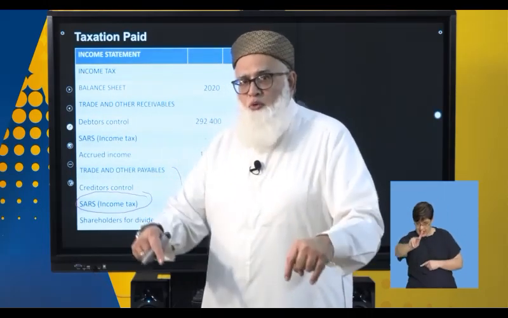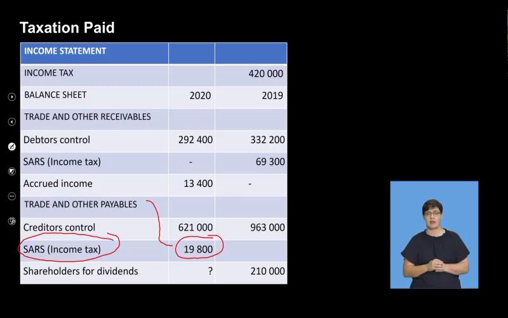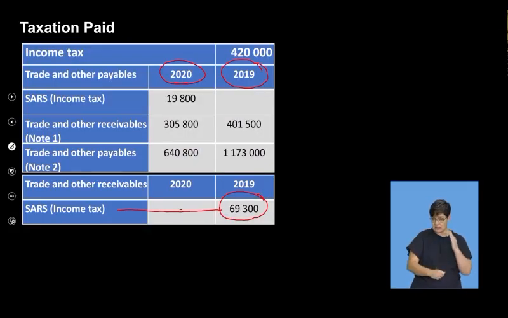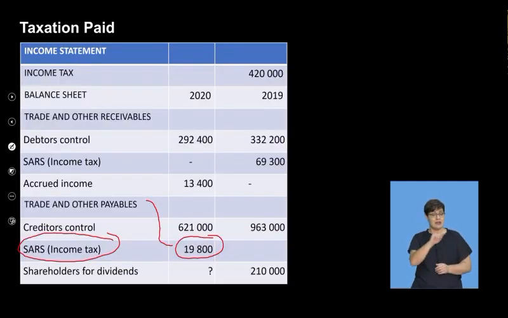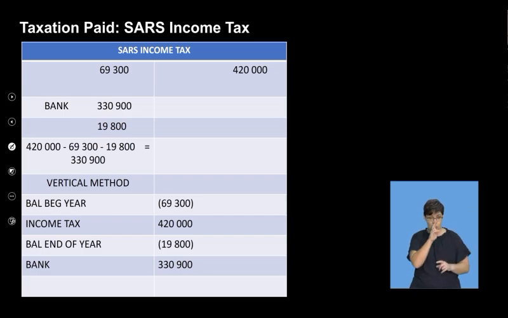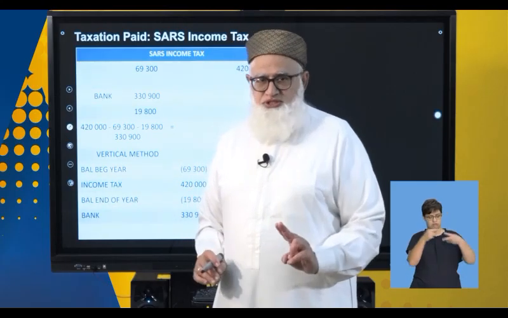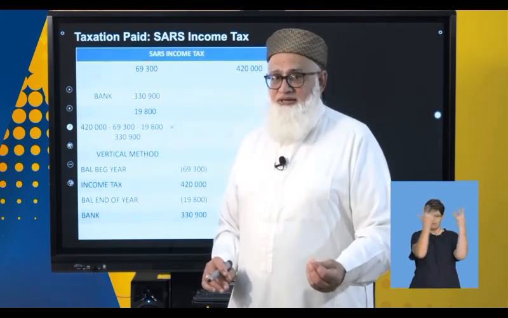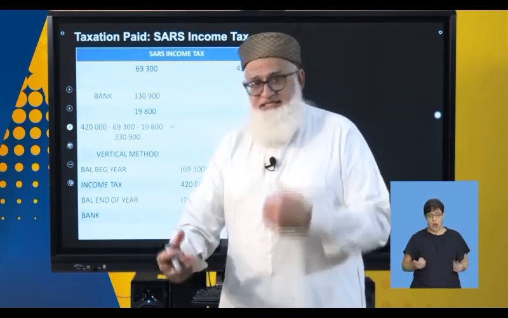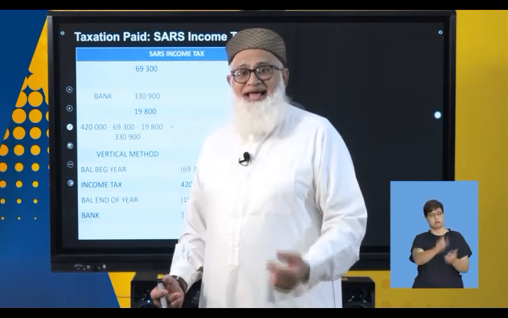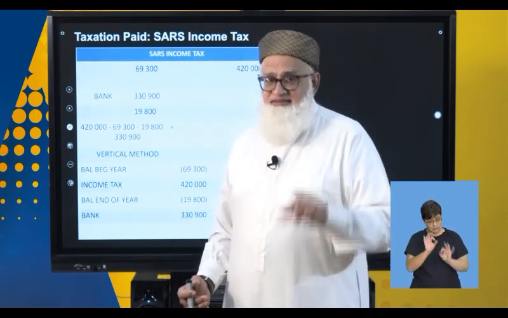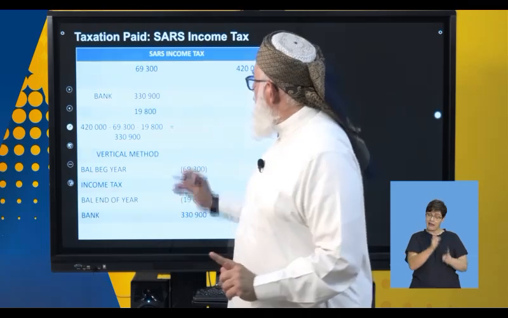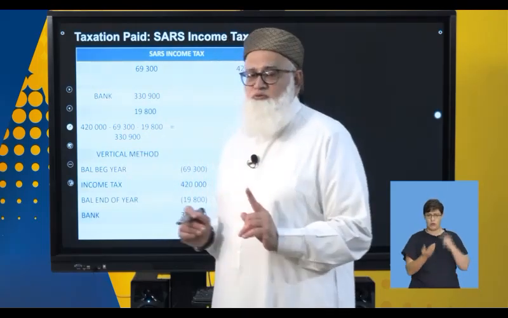Okay, let's go into our question that we have in front of us here. At the beginning of the year, SARS income tax appeared as a debit balance of 69,300. Therefore, look at my calculation. When you are doing this calculation in the exams, you have two options. How you present it is entirely your choice, as long as you come up with the correct answer. So I'm going to show you both methods. Let's start with the T account method.